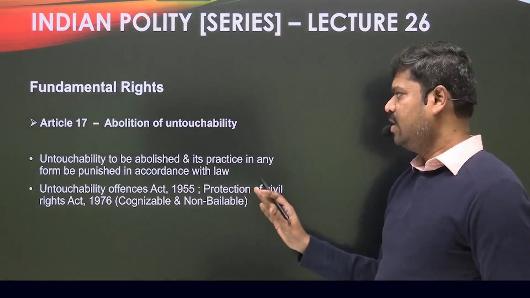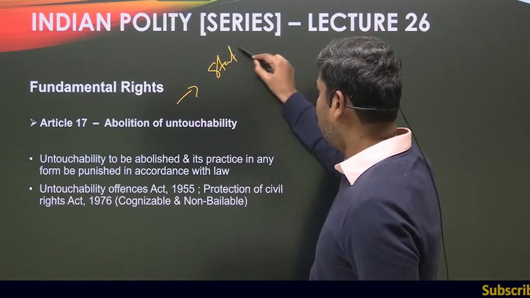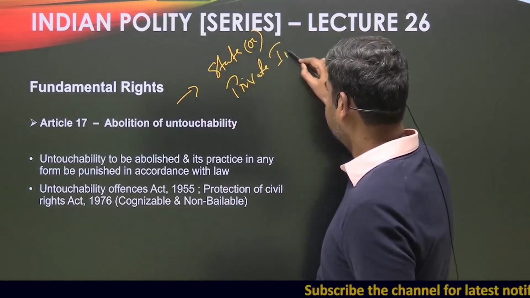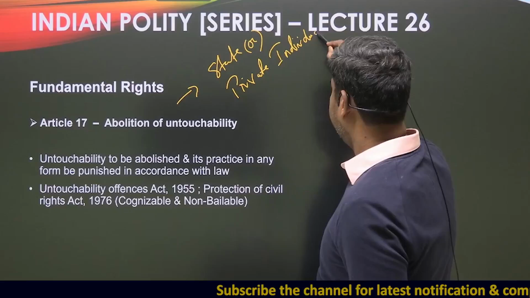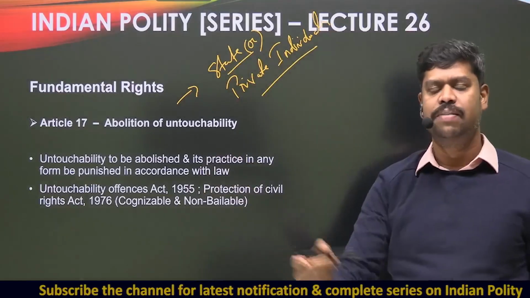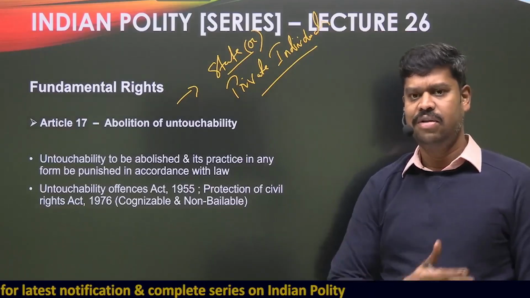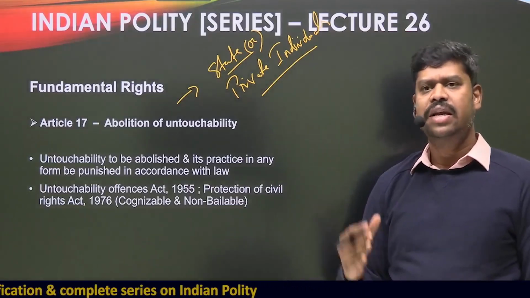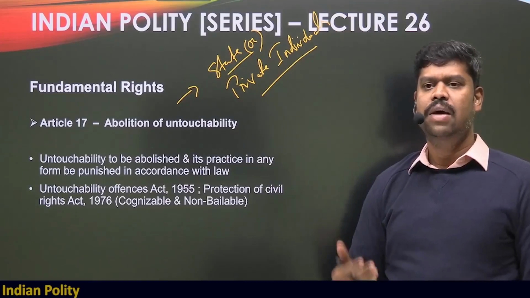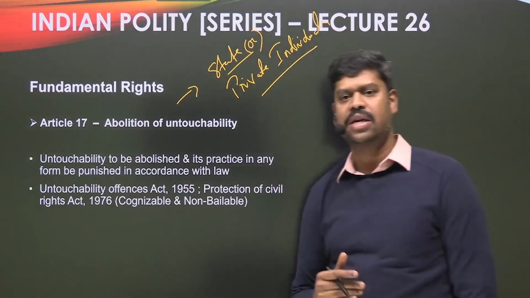Article 17 is both against the state as well as private individuals. Neither the state nor private individuals shall do anything which would result in the practice of untouchability. What untouchability is, is not defined in the Constitution, but various courts have given an interpretation that any form of social disability imposed upon an individual because of their birth in a particular caste can be seen as a practice of untouchability.